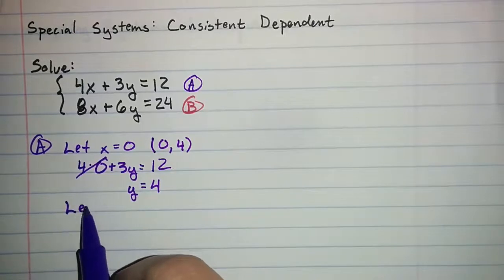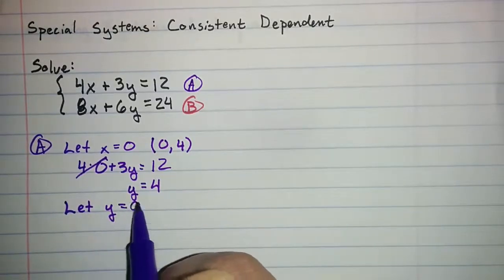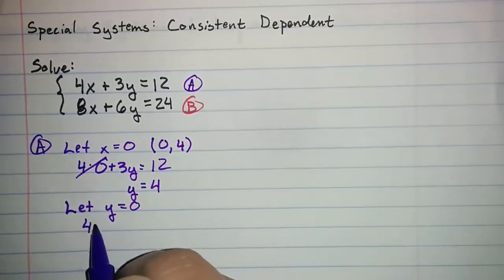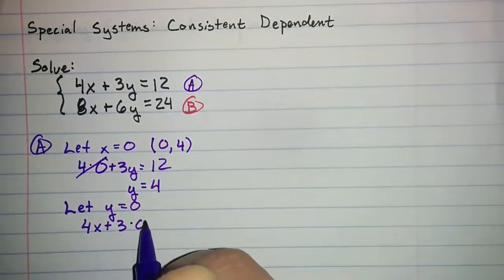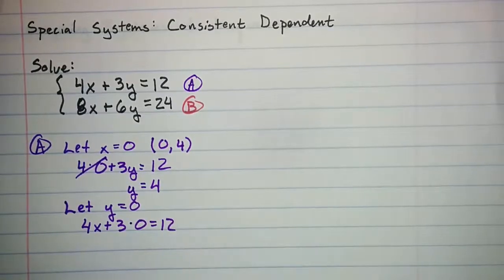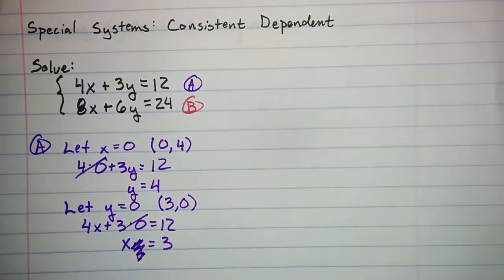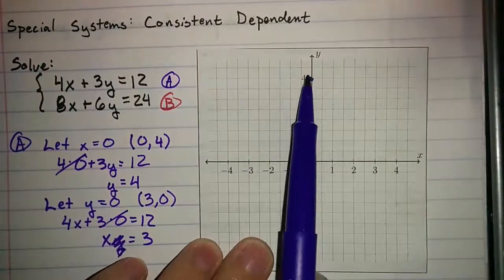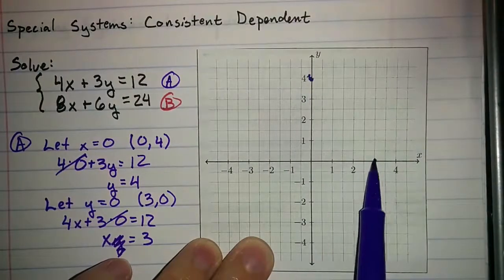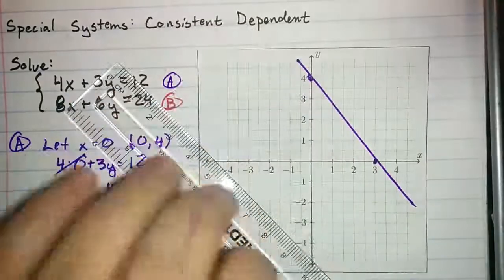For the other intercept, I will let y be 0. 4x plus 3 times 0 equals 12. 3 times 0, that's just 0. Divide both sides by 4, and we get x equals 3. So this gives us the point 3, comma 0. So we graph 0, 4, and 3, 0, and draw in the line.